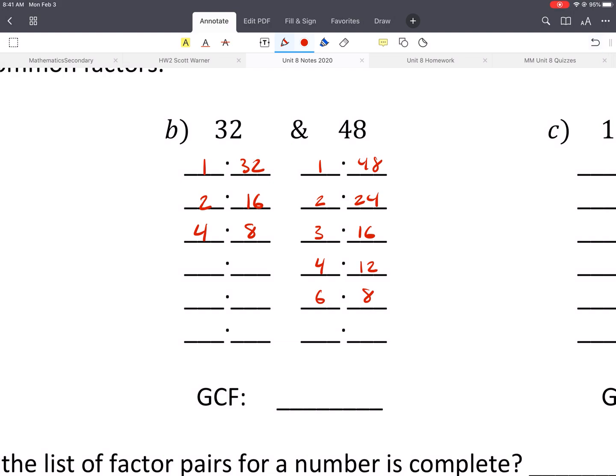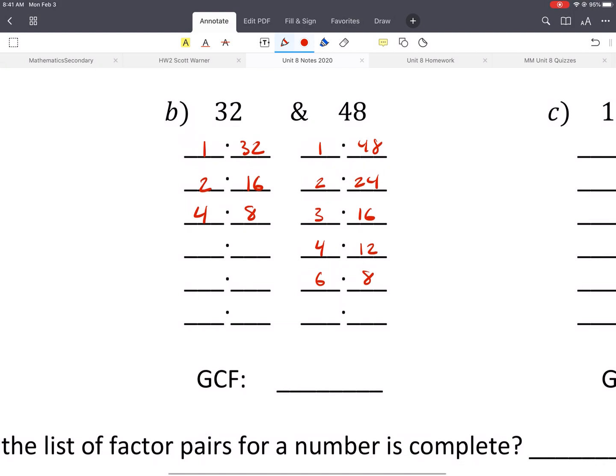So we don't need to double count or anything. If you did write 8 and then you wrote 6, that would be double counting. So, I mean, it won't mess up your problem or anything, but it's just extra work that you don't need to do. Okay?